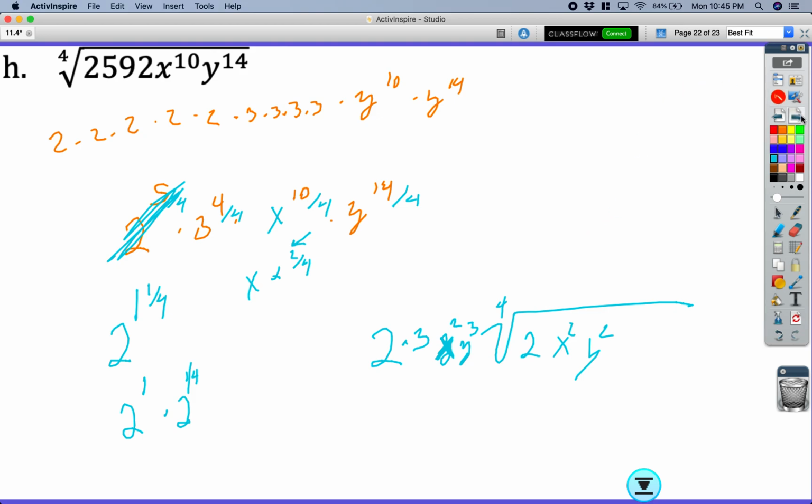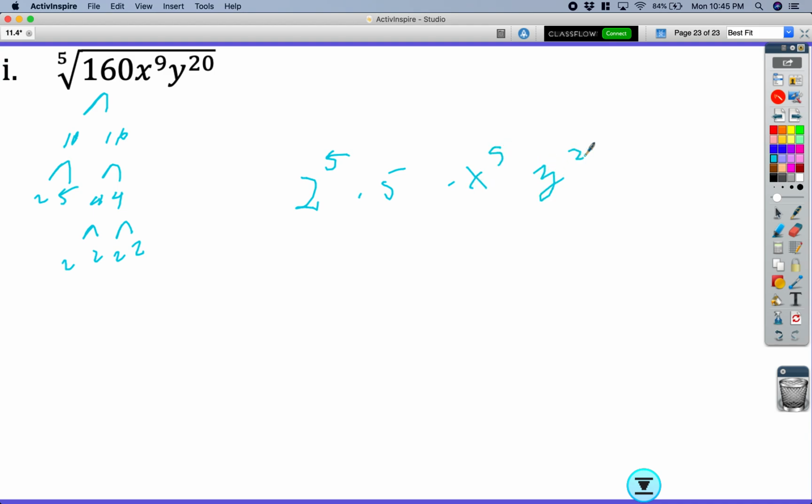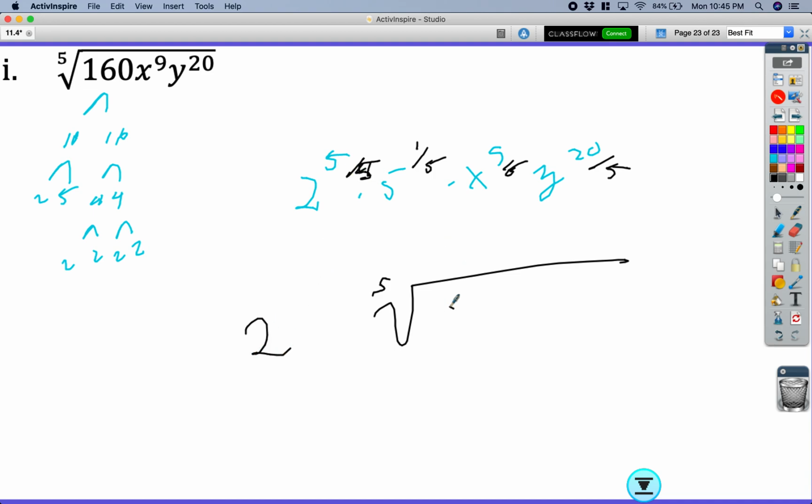Just double checking in my head. Last one. Oh, nope. Last one. So right here, guys, I got 10 and 16. I got 4 and 4. I got 2, 2, 2, 2, and a 2 and a 5. So this is 2 to the 5th times 5 times x to the 9, y to the 20th. And what we're going to do is just divide all of these by 5. So I'm going to have a 5th root. And then I'm just going to have 2 on the outside. I have 5 on the inside.